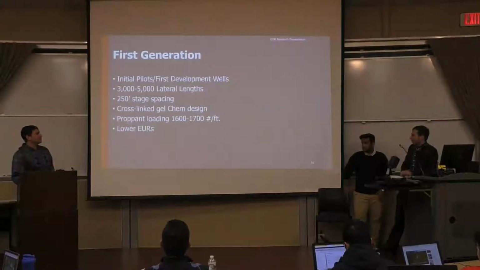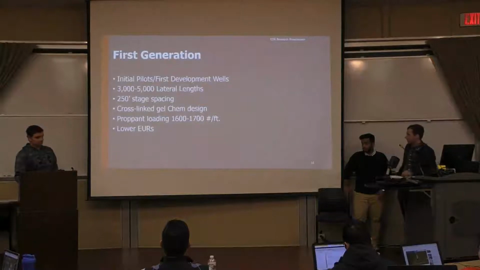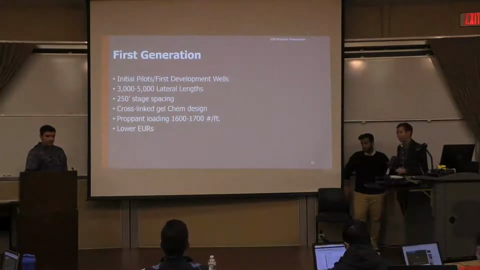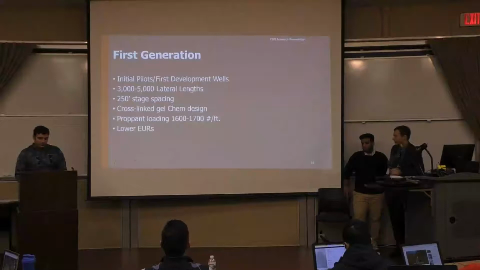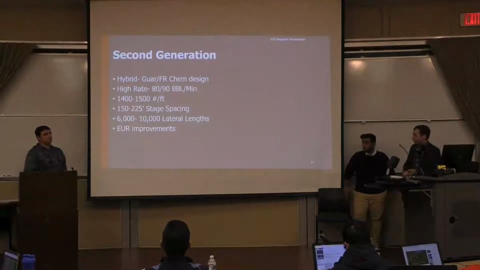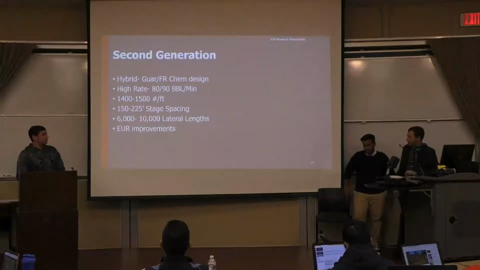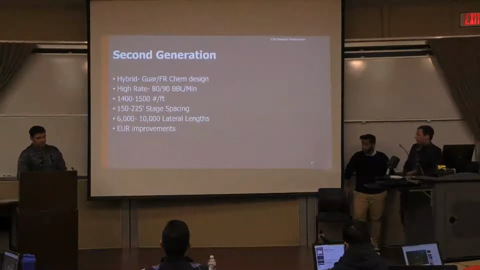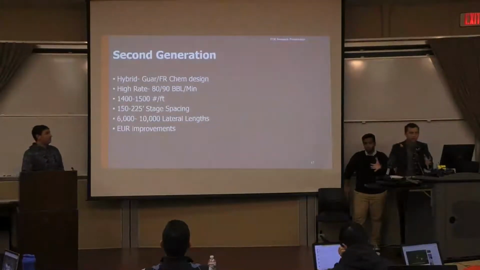We then had a cross-link gel chem design. Essentially, we used that to help load our proppant in the hole. We ran 1,600 to 1,700 pounds per foot here, and we had lower EURs. In the second generation, we switched to more of a hybrid system because we realized that guar and FR could carry the same sand rate that we needed. So we switched to that method, and it was a lot cheaper. We then went to 80 to 90 barrels a minute. Sand dropped off a little bit. Spacing obviously got smaller. Our lateral lengths got a little bit longer, and we still use some of these lengths today, and the EURs got better.